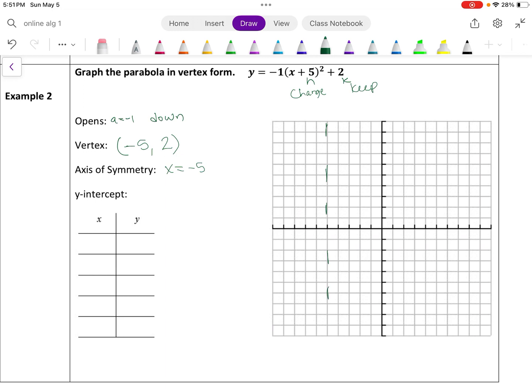So I'm going to go ahead and put all of that on my graph, because I like to graph as I go along. If you like to graph everything at the end, you can do that instead. So here's my vertex at -5, positive 2. And put that in my table.